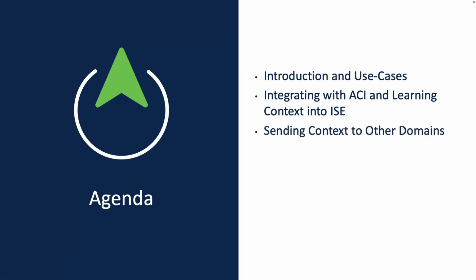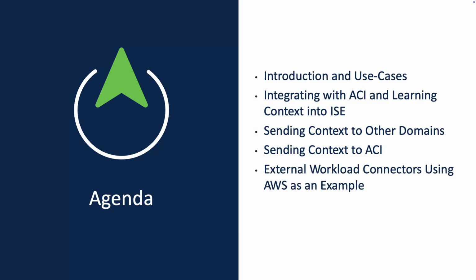And then once we've learned that, I'm going to talk about what ISE does with this context. It can share it with multiple other domains, as well as sharing context back to ACI. So if ISE has the campus information and campus context, we can share that with the ACI domain as well.